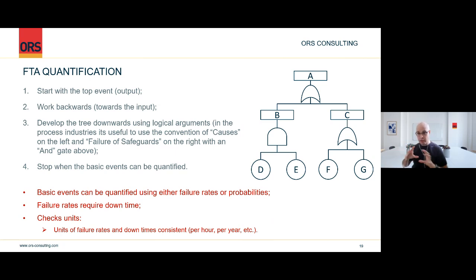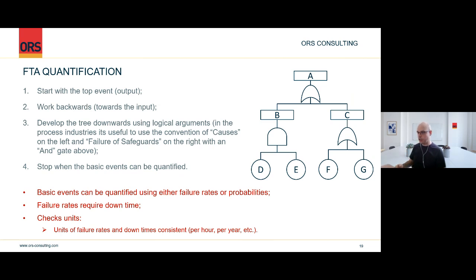And you stop developing these when you get to basic events that can be quantified, like a failure of a valve, a failure of a pump, for which we have reliability figures that we can use. So always be aware of the units and the fact that some initiating events are probabilities and some are frequencies. And you shouldn't be multiplying two frequencies, right? So you cannot multiply things with units in this way. So you have to be careful how you combine the events so that it actually makes sense in real life, what you're trying to develop in the tree.